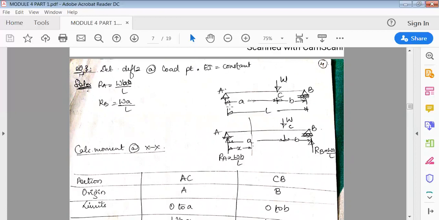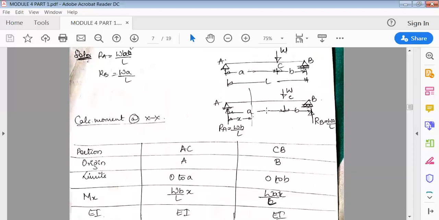So as usual, first find the reactions. Because it is eccentric, we already know the reactions. RA and RB. RA is nothing but W into this length, WB by L. Similarly RB at this point, W, which is the farther distance, is A, so it is WA by L. You can remember this well. If you want to find reaction at A, take the far distance, so WB by L. Reaction at B, take again the far distance, WA by L.